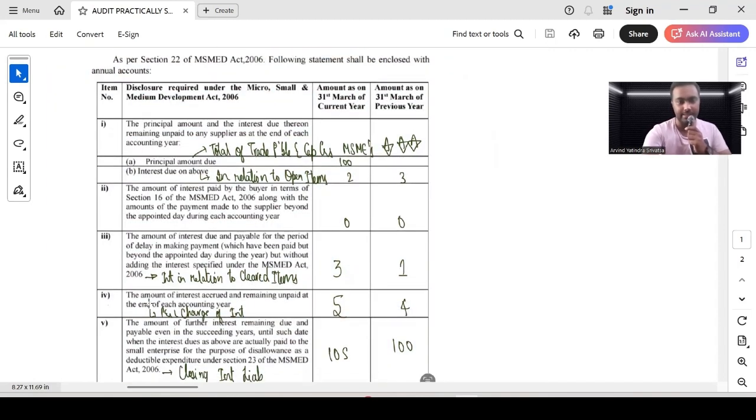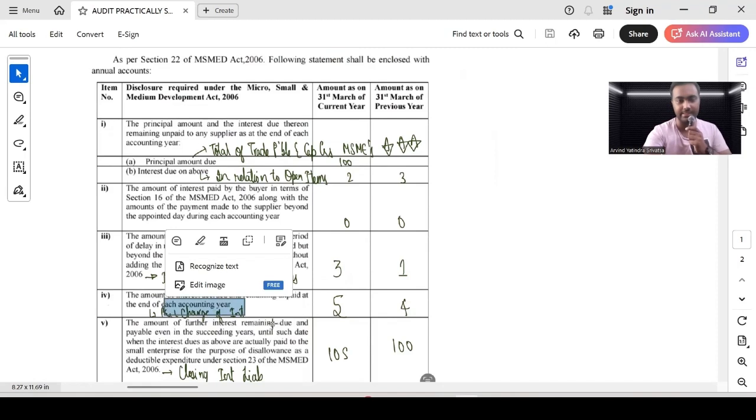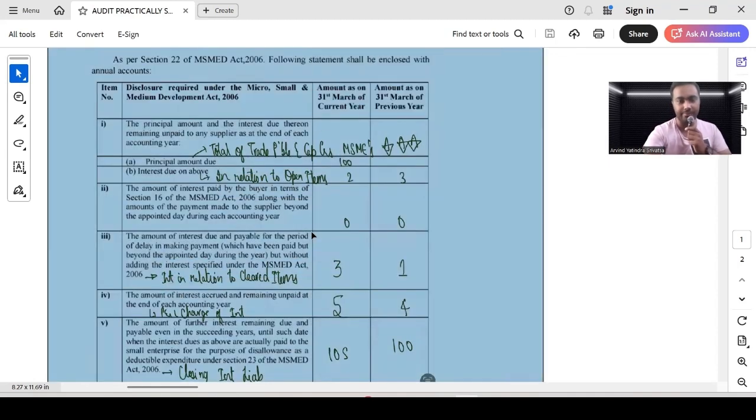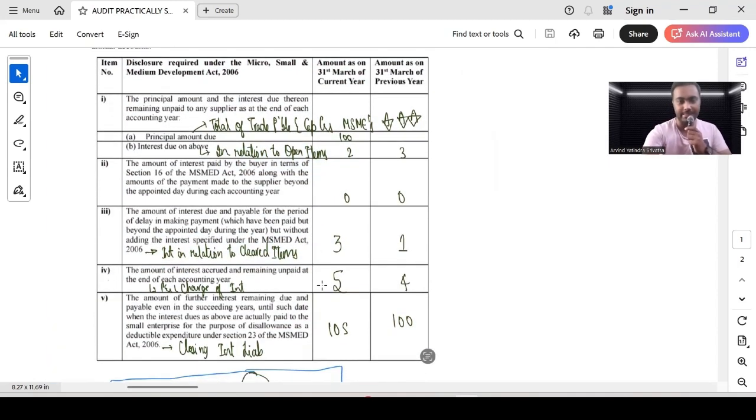Next, the amount of interest accrued and remaining unpaid at the end of each accounting year. So this is basically the total P&L charge of interest in relation to your MSME transactions, guys. So basically, this would be the summation of your interest in relation to open items, which is amounting to 2, plus your interest in relation to your cleared items, which is amounting to 3. So 2 plus 3, which equals 5, would be here. I hope you understood this, guys.